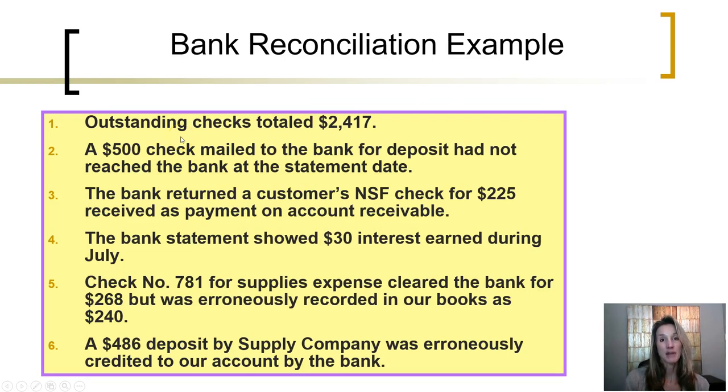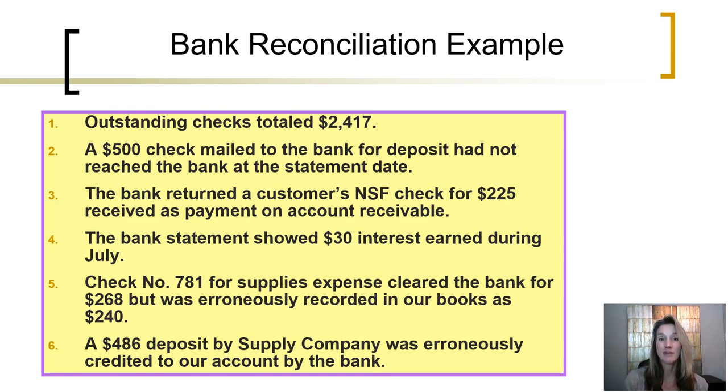The first item that the company has identified is some outstanding checks that totaled $2,417. Outstanding checks are checks that the company has written to pay for some type of product or service. When those checks were written, the cash was decreased in the general ledger. At the time that the bank statement was cut, those checks had not been processed by the bank. What that means is that the bank does not yet know about these outstanding checks.